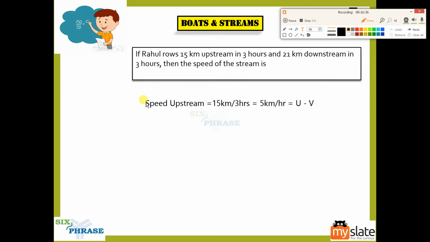Now, 21 kilometers downstream in 3 hours. So speed downstream will be equal to 21 kilometers in 3 hours. The timing is the same, so you just have to divide it by 3, and you will get 7 kilometers per hour. Now what is this? This is u plus v. Remember I've always told you, speed downstream will be greater than speed upstream. So you can see downstream is 7, and upstream is 5.